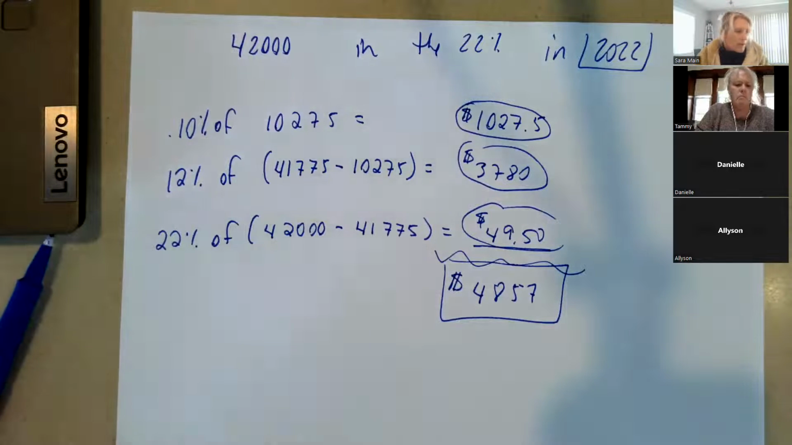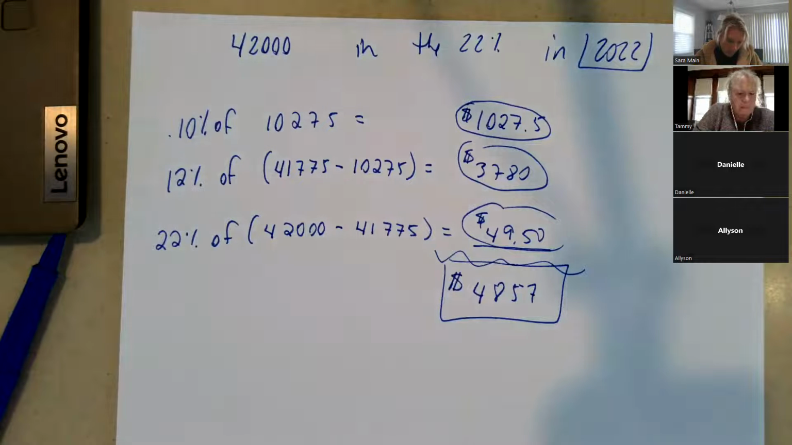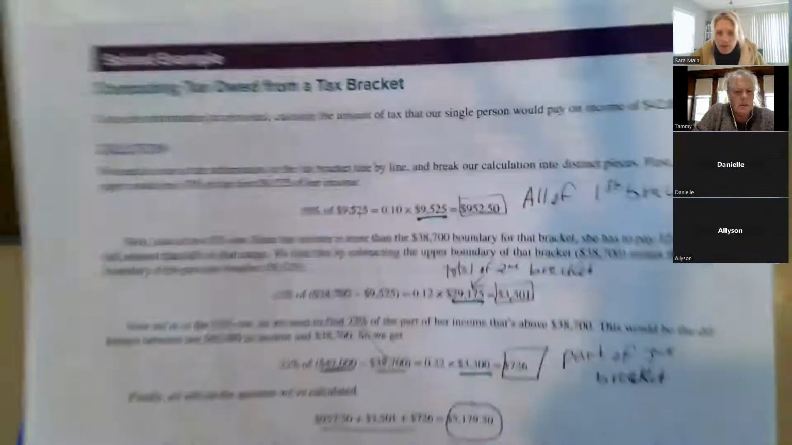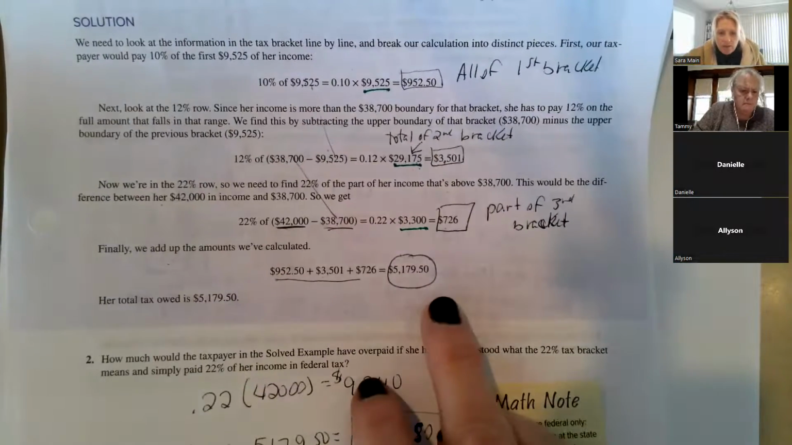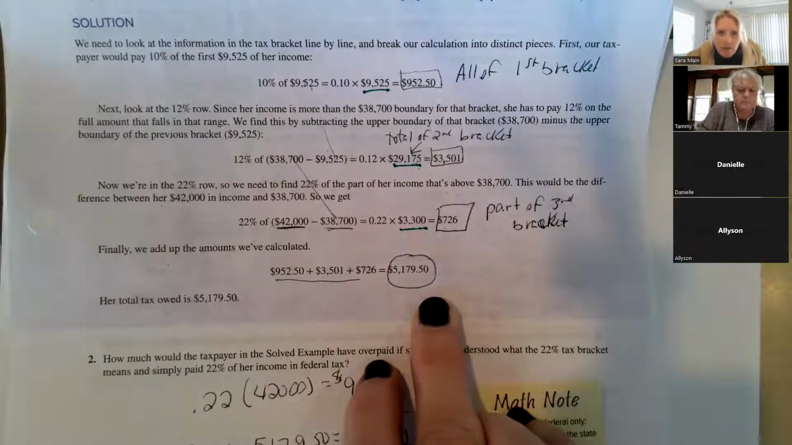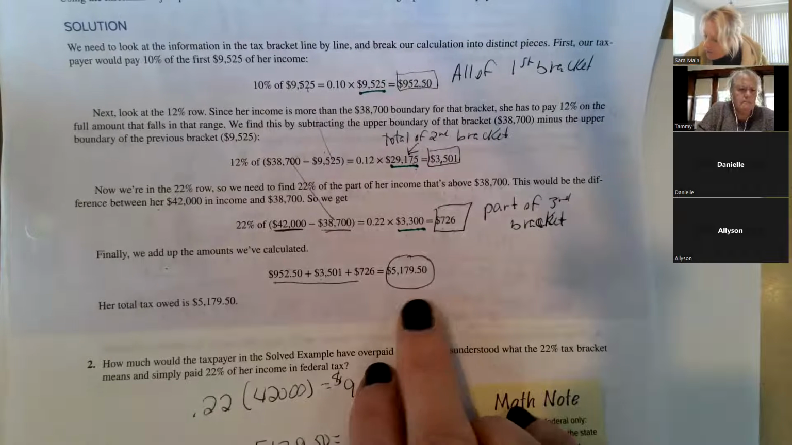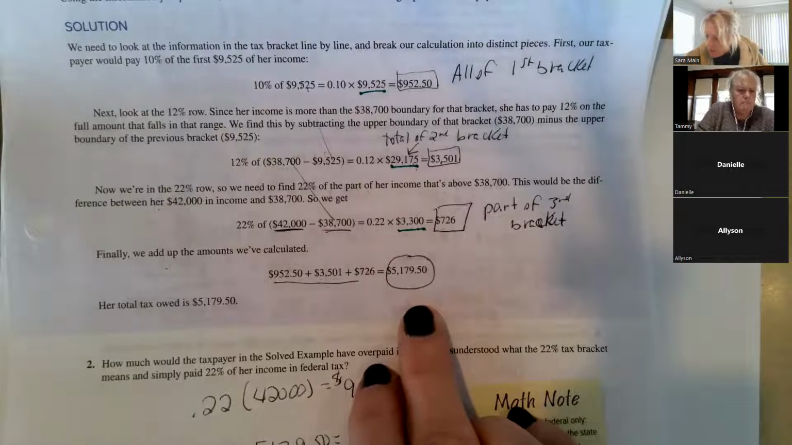So how does that compare? Is that more or less than the 2017? It looks like less, right? Because in 2017 it was, yeah, it was a single person, 5,179.50.